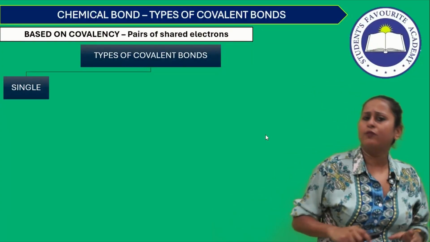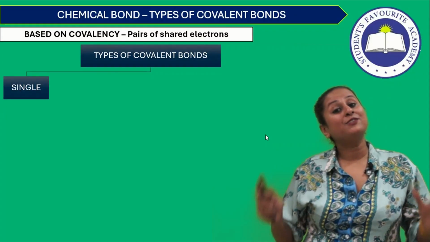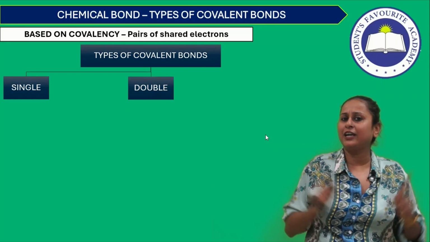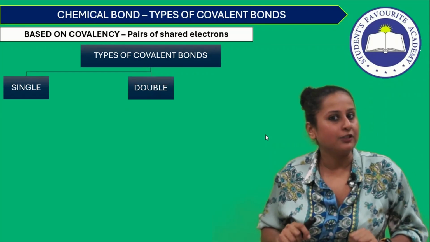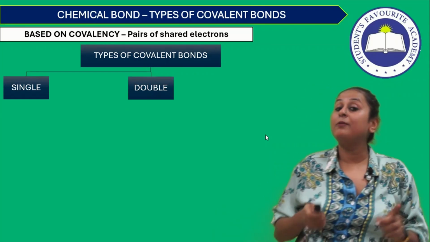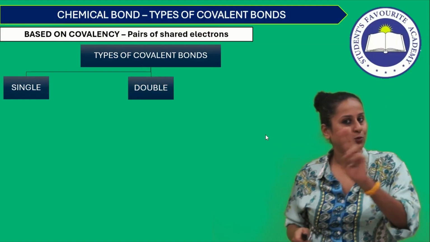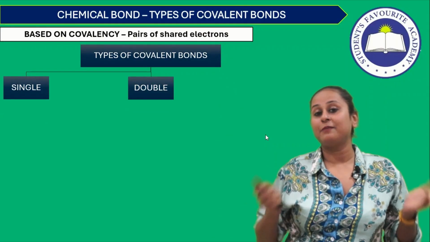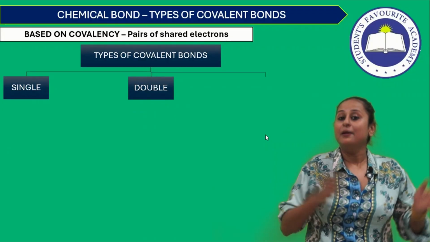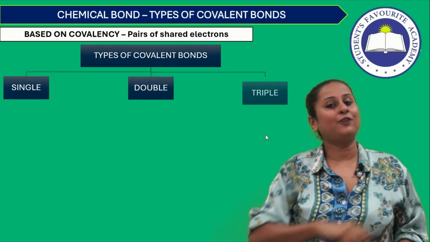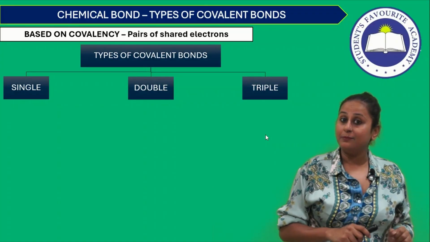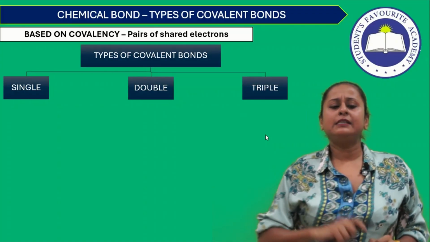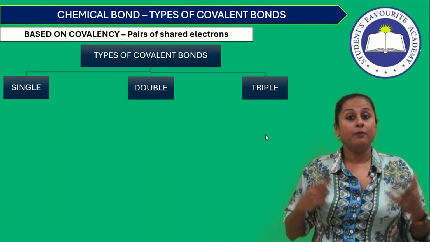Coming to double covalent bond. A double covalent bond is when 2 pairs of electrons are shared. That means totally how many electrons are shared between 2 atoms? 4 electrons. But covalency is 2, because how many pairs of electrons are shared? 2. And the third type is when 3 pairs of electrons are shared between 2 atoms. That means a total of 6 electrons are shared mutually, and 3 pairs of electrons are shared. Is that clear?